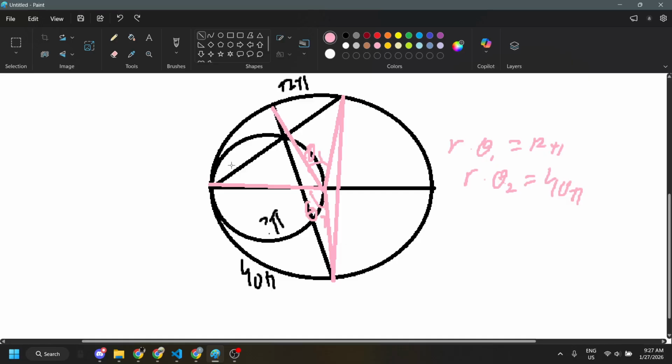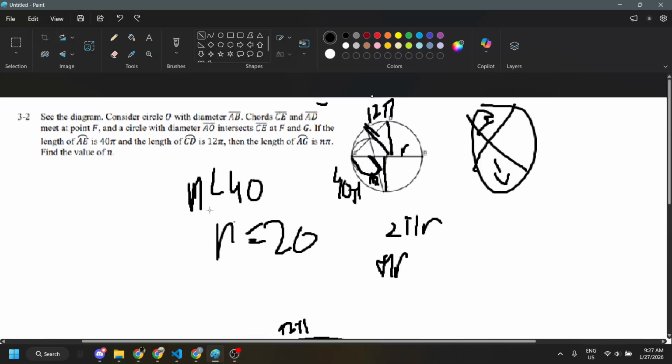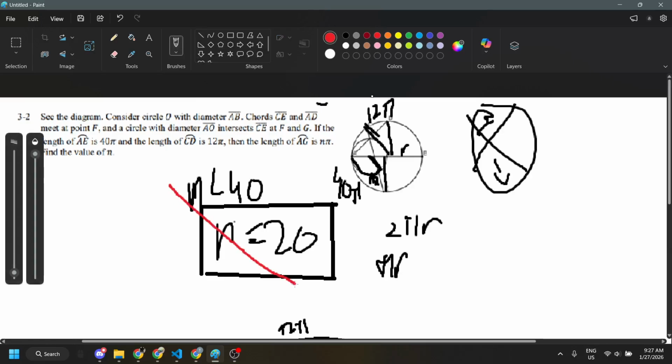I'm just going to look at the answer. The answer is 26. My guess was 20 by the way, that was the guess I made before. But that is in fact wrong.